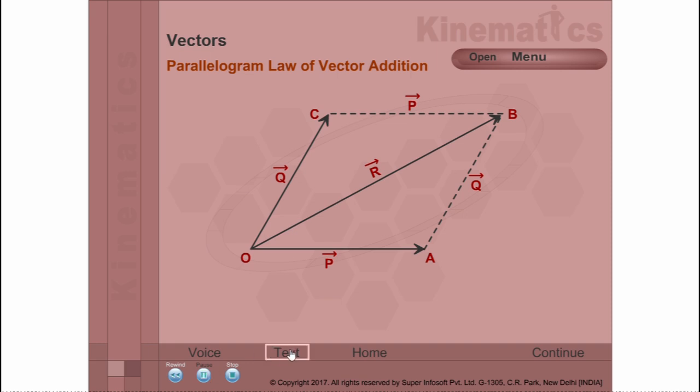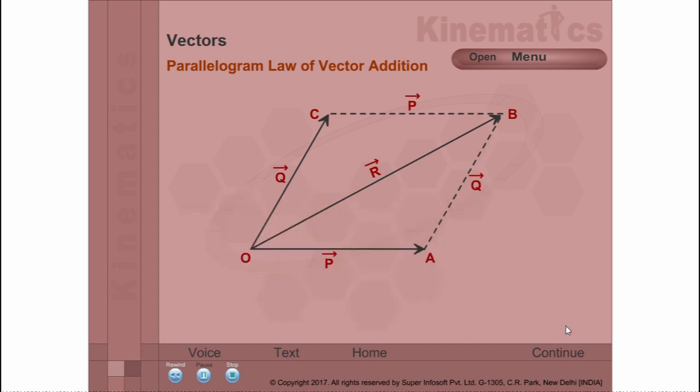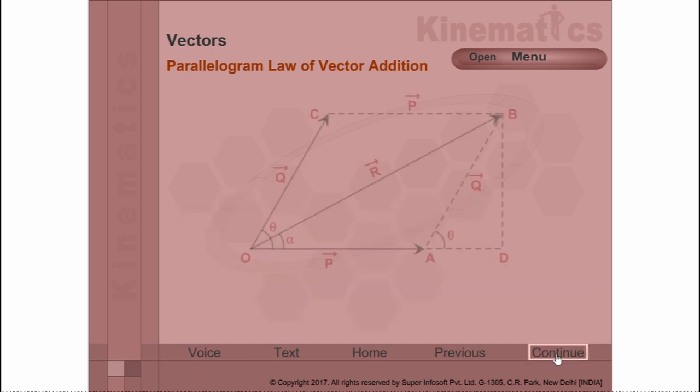Parallelogram law of vector addition. This law of vector addition is applied when two vectors act on the same point at a certain angle.